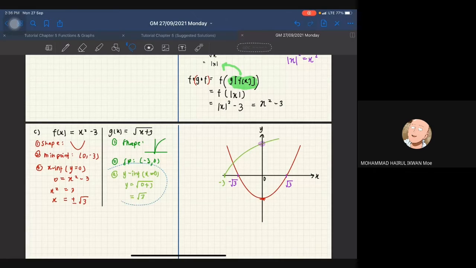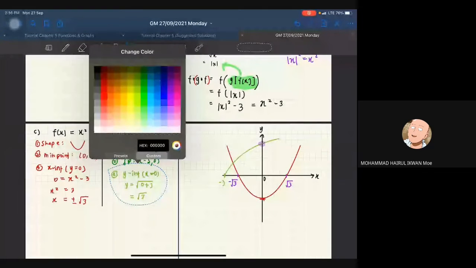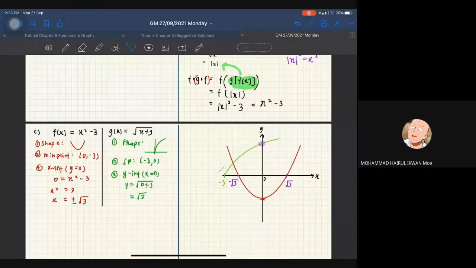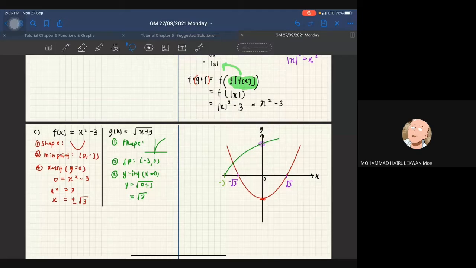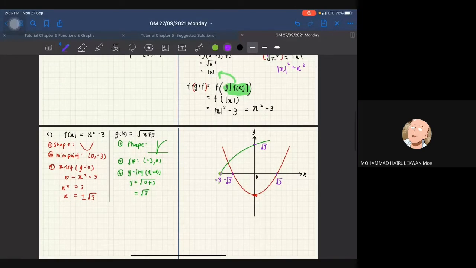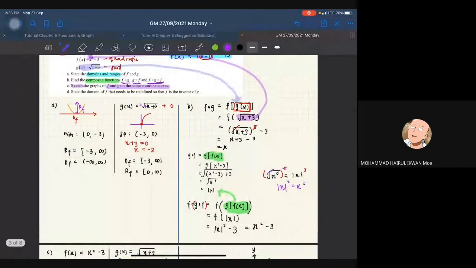So saya tukarkan warna dia kejap. Tu, this one pun saya tukar warna. Like this. Okay, so kita buat satu dot kat sini untuk tahu dia punya starting point. Okay, memudahkan kita. Alright, so settle dekat sini. So kita dah lukis dua graf kita. And then jangan lupa label dekat sini. This one is positive square root of 3. Saya tukar warna yang ni. Okay, so dah siap kita punya graph. Okay, so apa soalan minta lagi? F and G on the same coordinate axis.